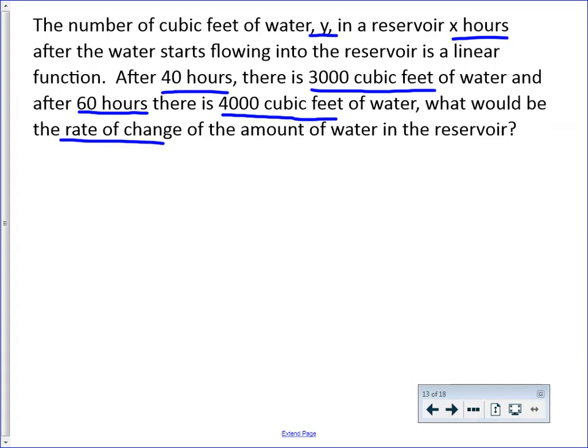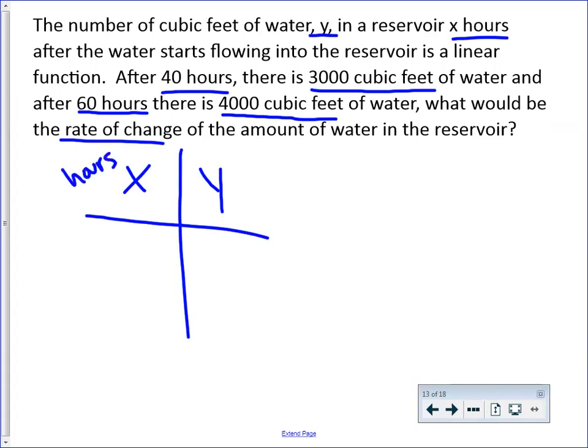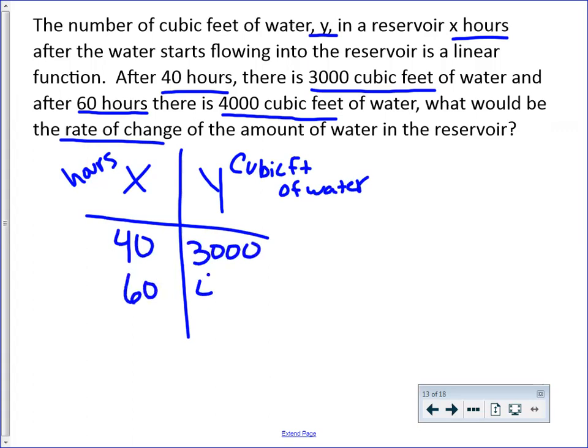My suggestion here, everybody, make yourself a table. X, Y. What did they say X was? They said it was hours. So remember when we did domain and range and we labeled what our X and Y was? We're still going to do that here. So X is hours. They said Y was the cubic feet of water. So when it was 40 hours, we had 3,000. When it was 60 hours, we had 4,000.